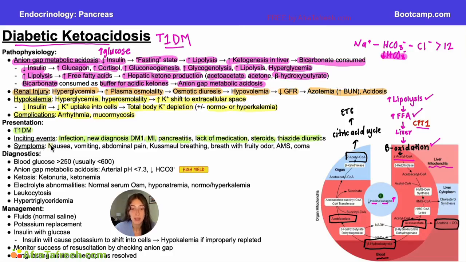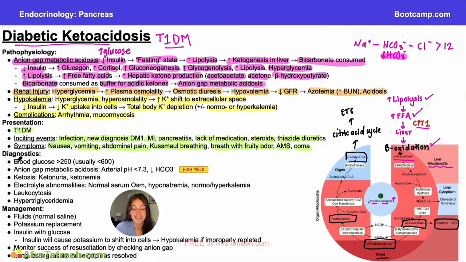Symptoms of DKA: often they'll present with nausea, vomiting, abdominal pain, Kussmaul breathing, so that deep, rapid breathing to breathe off all of this CO2 and acetone. Their breath may have a fruity odor because of the ketones specifically, altered mental status, or a coma. And as I mentioned in the previous video, DKA can often be the first presentation of someone who has type 1 diabetes and doesn't know it yet. Additionally, they're at higher risk for arrhythmias and renal damage.